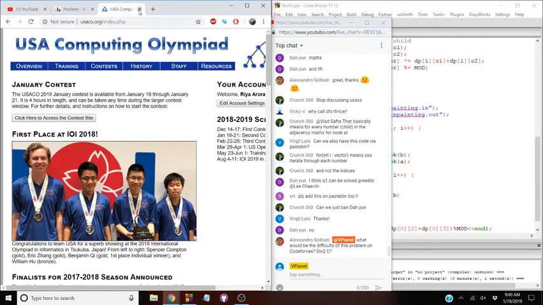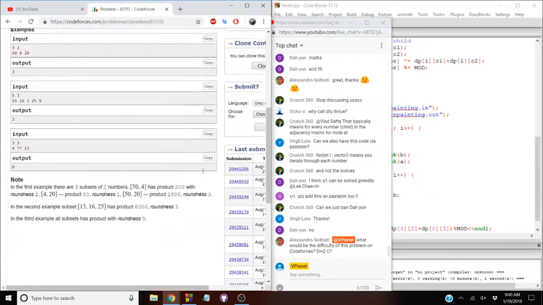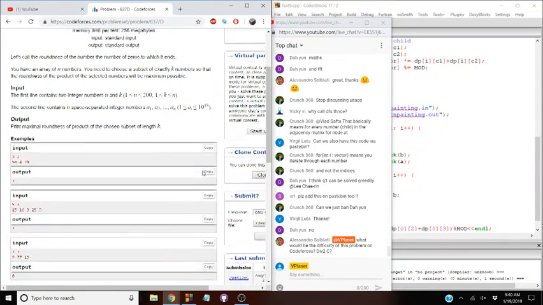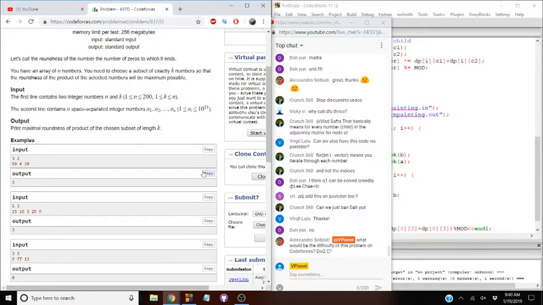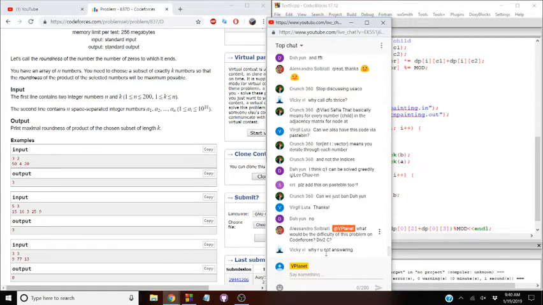Okay, the challenge problem. So this is a pretty straightforward problem statement. You're given an array of n numbers. You want to choose a subset of exactly k numbers so that it has the maximum number of zeros at the end. Probably difficulty of, I don't know, maybe div2D, div2C.